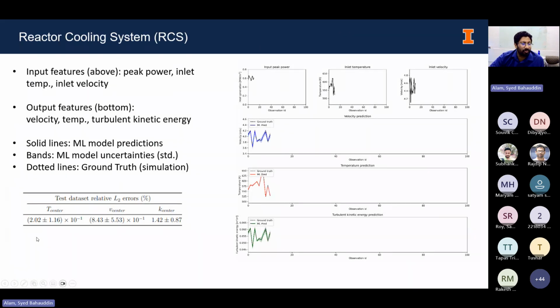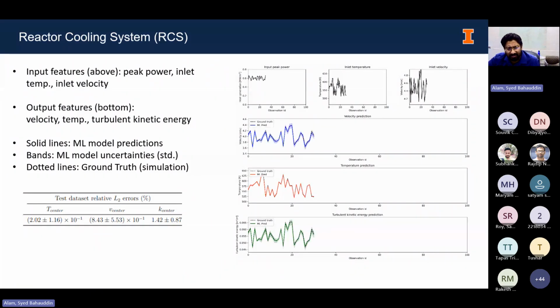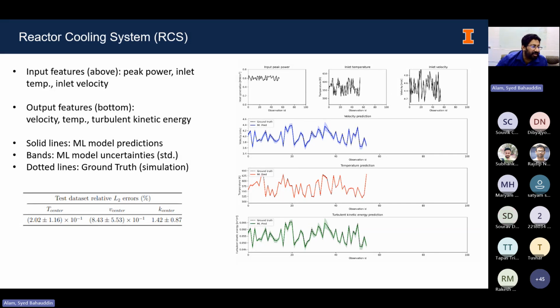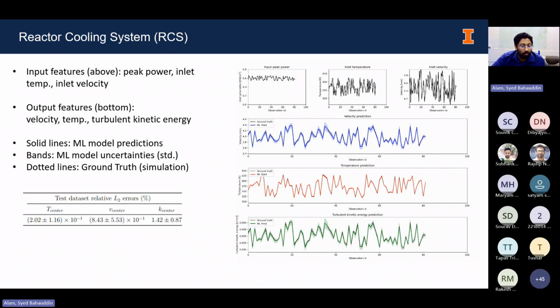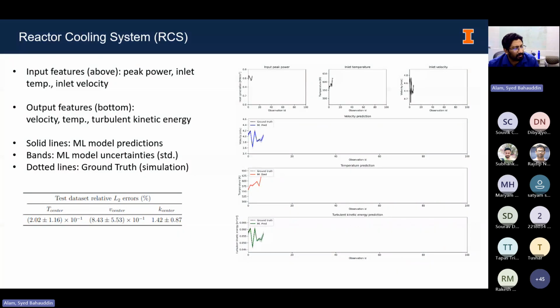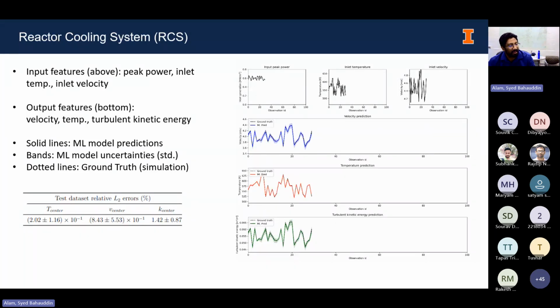We also try to move this more towards the digital twin. It was two years back. Can we predict a different observation in almost real time with three different inputs, like the power, temperature, and velocity, mostly to get turbulent kinetic energy, which is like a linear function of turbulence? We have been kind of successful in capturing those with agreeable accuracy.